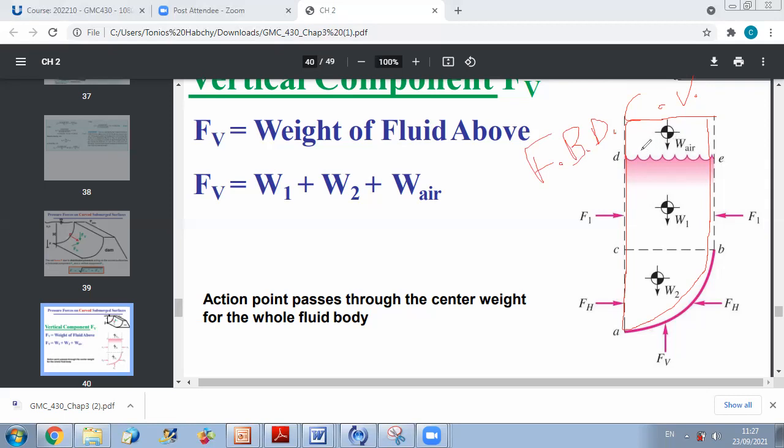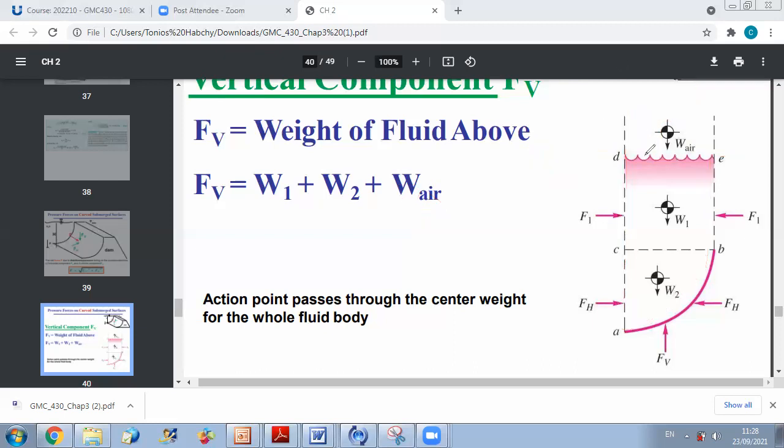You have the weight of air due to atmospheric force. In general, the weight of air we can neglect, but in case we don't want to neglect the effect of air, it can be modeled as follows. You know that at the atmospheric level, air will exert a certain force on the surface of the fluid.